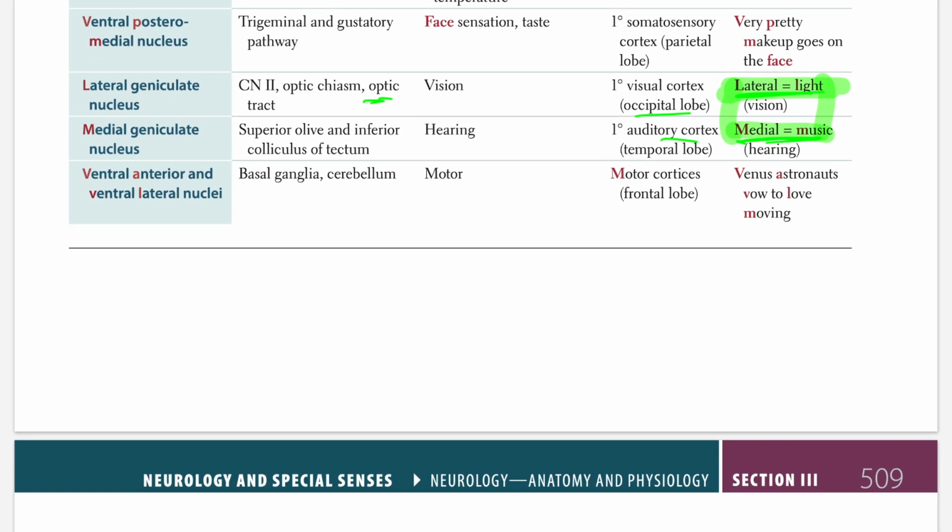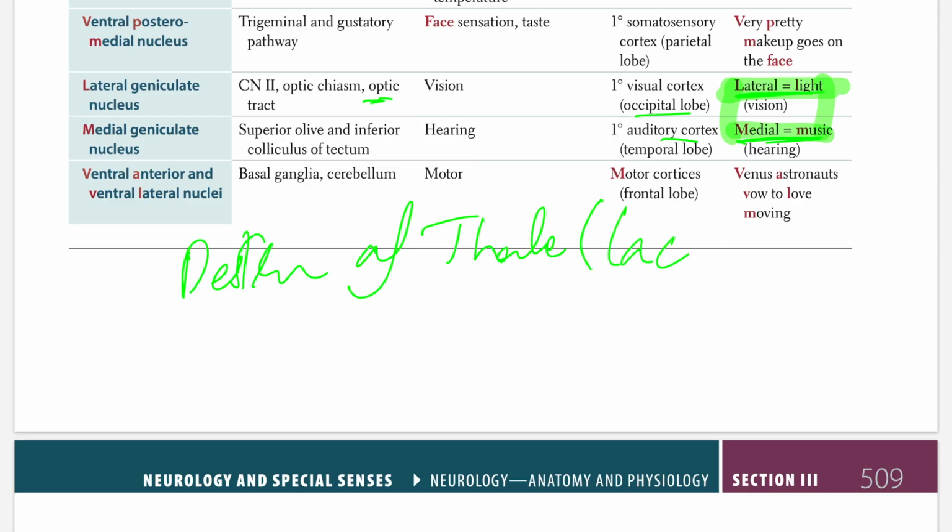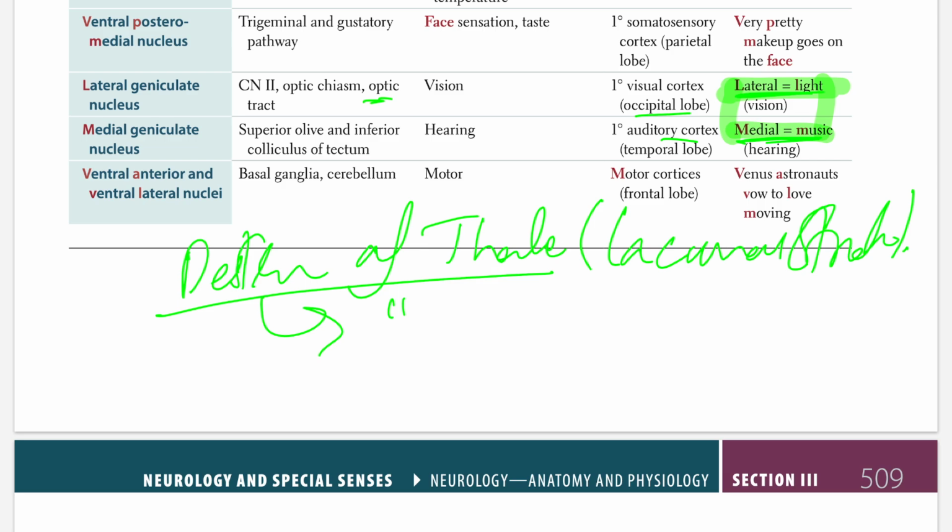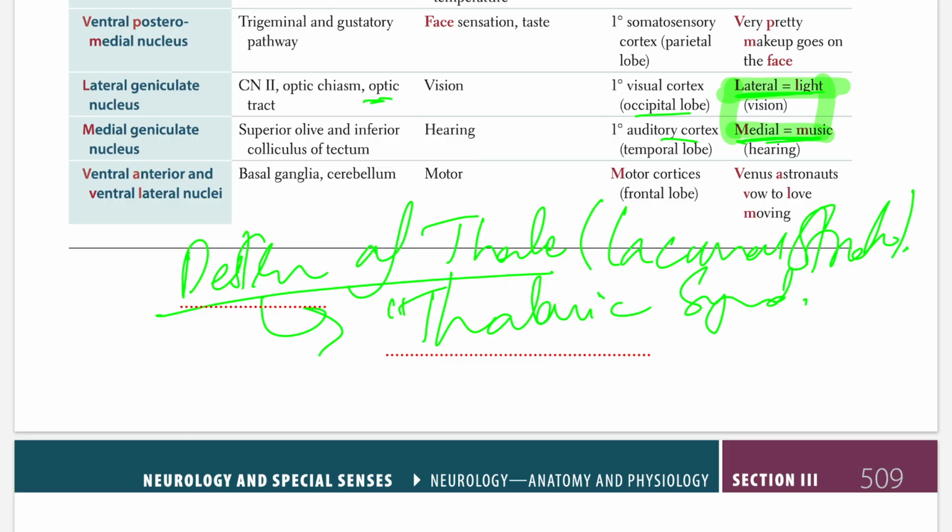Actually, one more thing here. Let me just add a little point. Destruction of the thalamus is usually due to lacunar stroke, and we will talk about that in the lacunar stroke section. When we have a lacunar stroke, it leads to destruction of the thalamus, which will give us thalamic syndrome. What is thalamic syndrome?